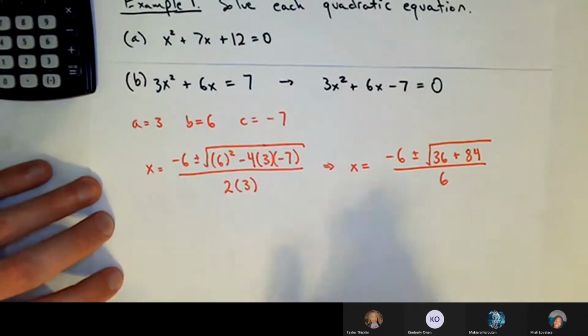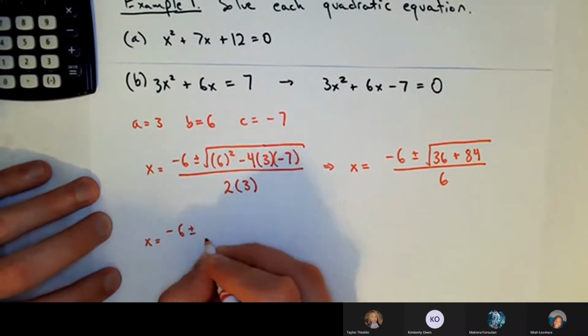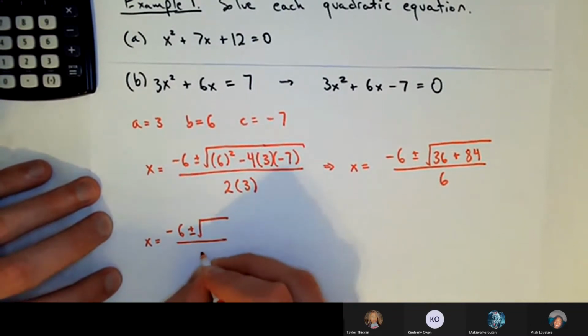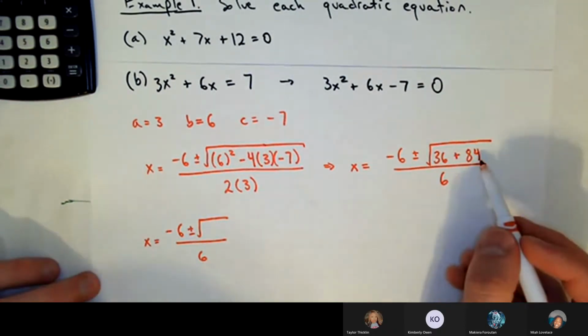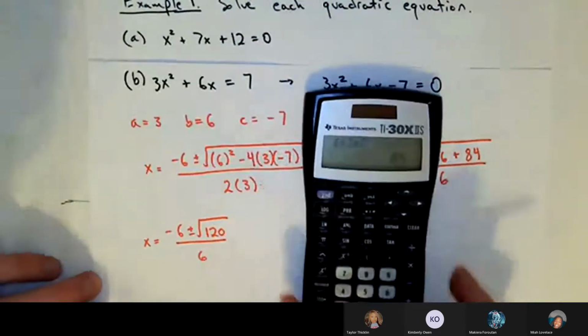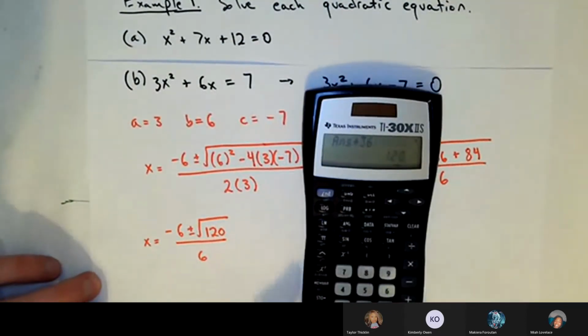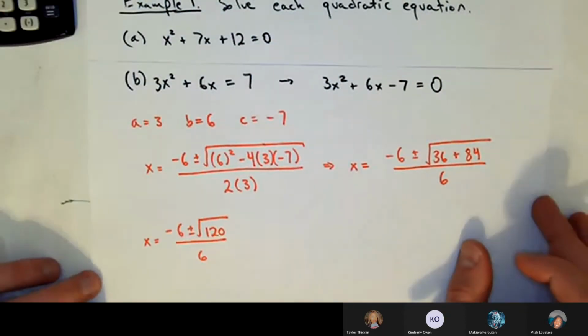Okay, now the next step is when you actually do that arithmetic under the radical. Everyone following? Any questions or need me to repeat anything? 36 plus 84 will be 120. And we'll just make sure, in case you don't believe me, 120 there. Okay.